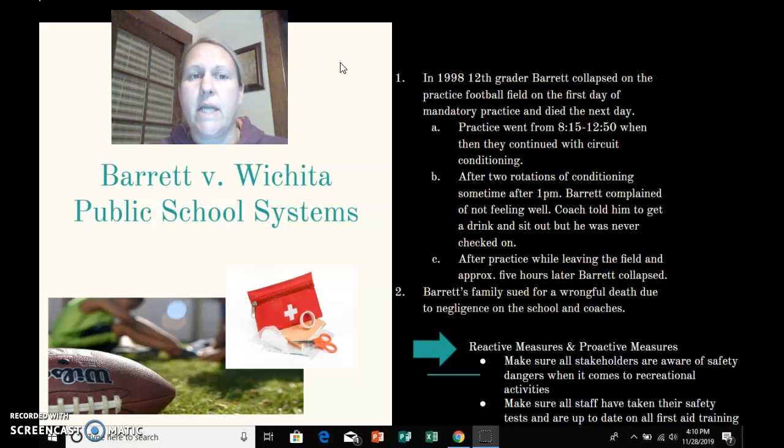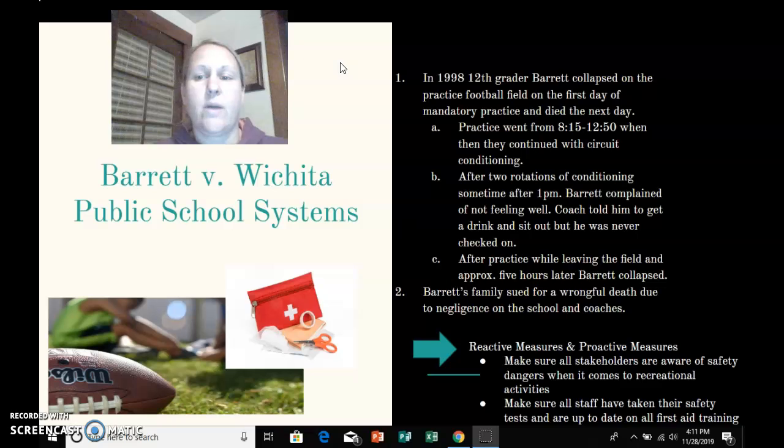In 1998, a 12th grader, Barrett, collapsed on the practice football field on the first day of mandatory football practice, and he died the next day. Practice went from 8:15 to 12:50. Then they continued with circuit conditioning practice. After 2 rotations of the conditioning, which was sometime after 1 p.m., Barrett complained of not feeling well to his coach, and that coach told him just to get a drink of water and sit out, but he was never checked on.